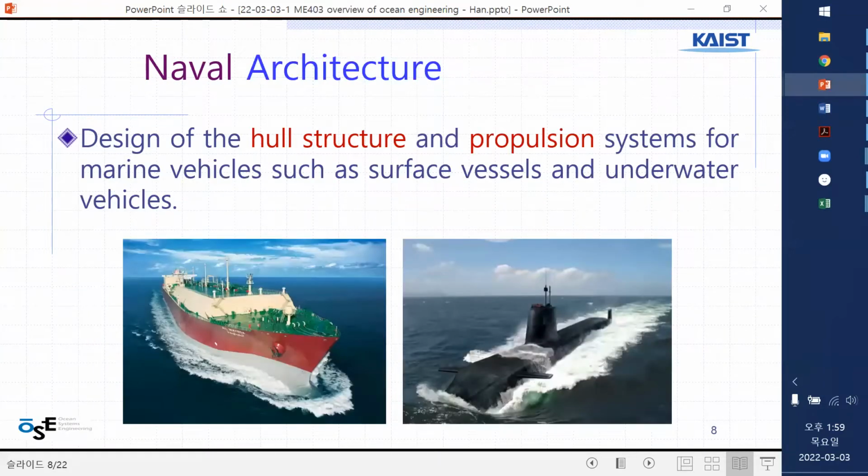Naval architecture is for shipbuilding. This is the design of the hull structure and propulsion system. The hull structure is the skin of the ship. We call it the hull.